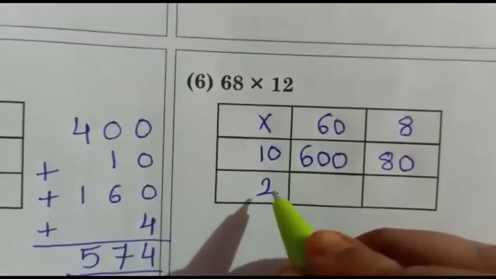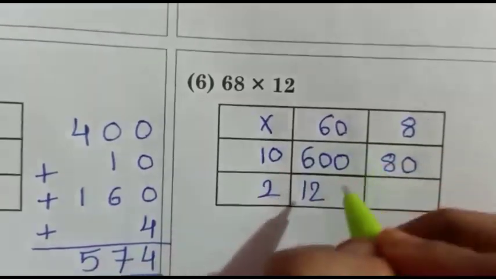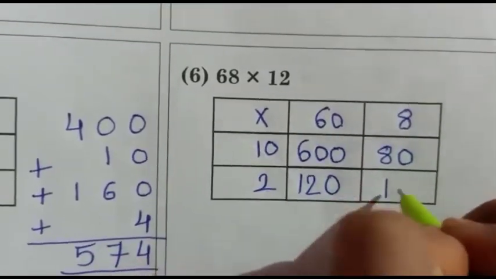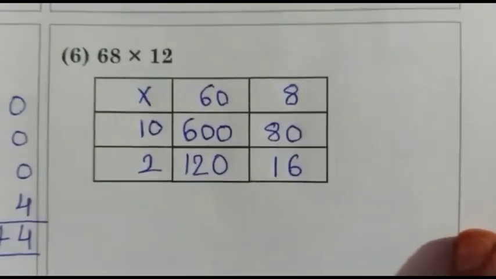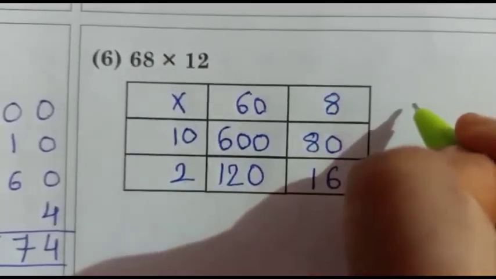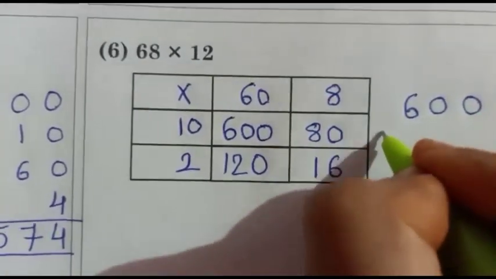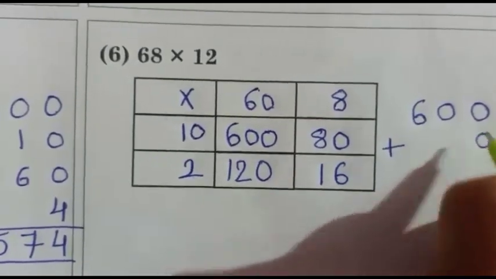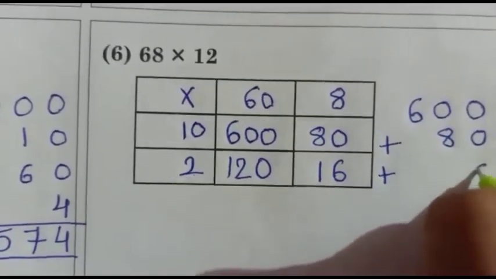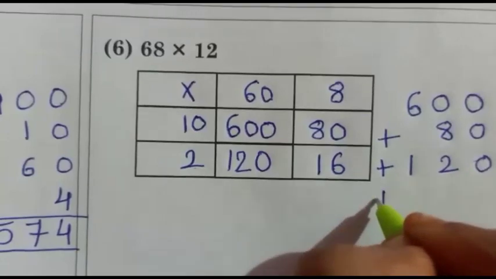Okay. Next 2 6 are 12. Here you have 1 0, so that 0 you will write here. 2 8 are 16. Okay. Now the next step is that we have to do the addition. So first number is 600 plus 80 plus 120. So 0 2 1 plus 16.